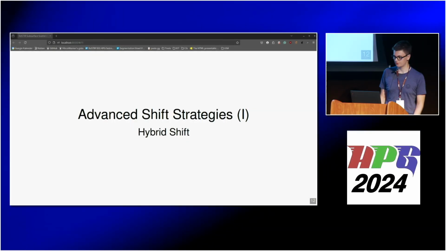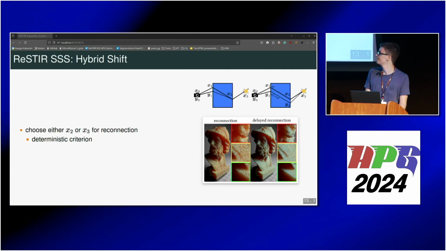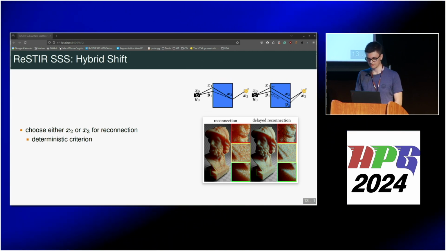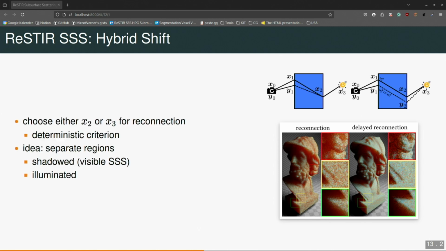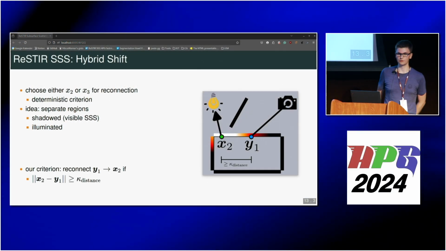Therefore, we developed two advanced shifting strategies, and I want to start with the hybrid shift. Our hybrid shift chooses either X2 or X3 for reconnection, and this means we design a criterion that deterministically decides for a given sample whether we want to apply reconnection or delayed reconnection. Our idea here is that we want to separate these two regions, the shadowed one and the illuminated one, where either one of the two shifts works superiorly. And our criterion works as follows.